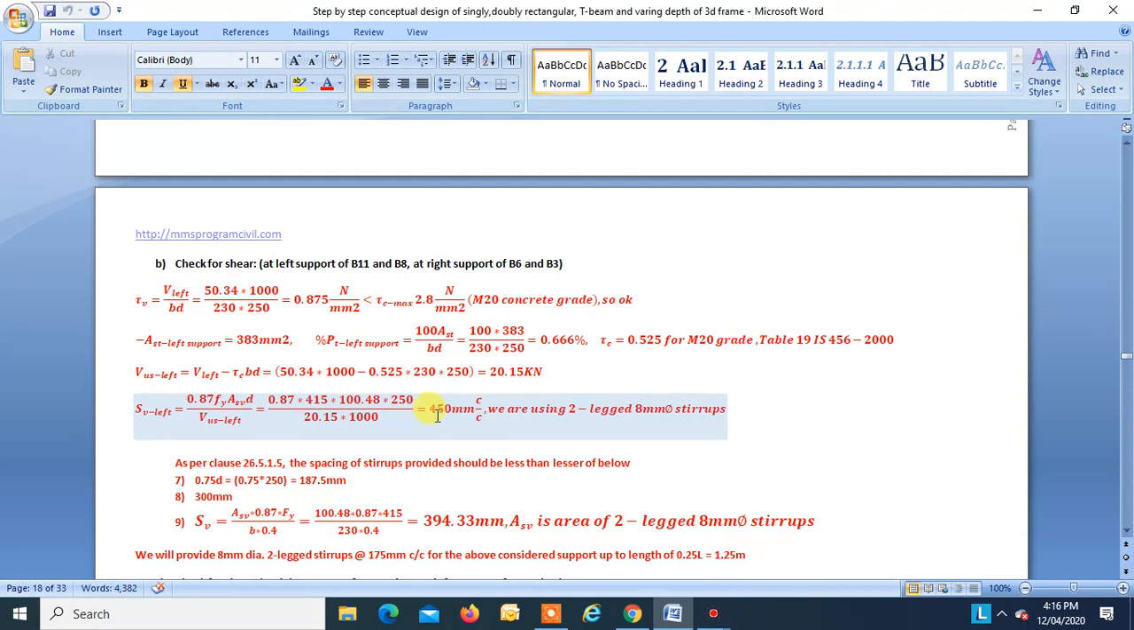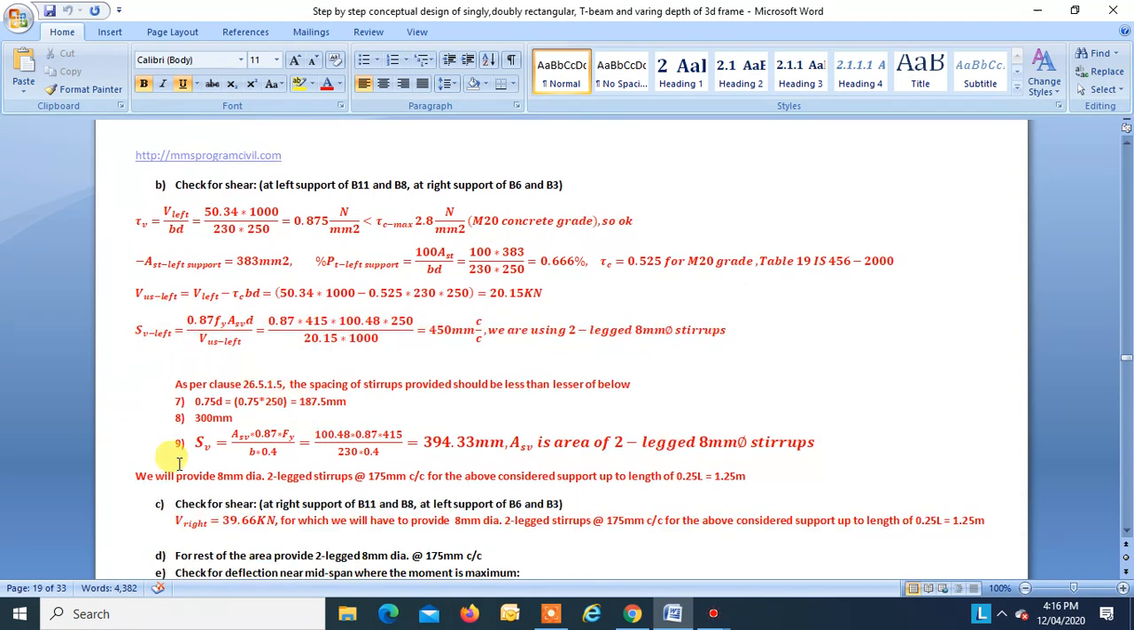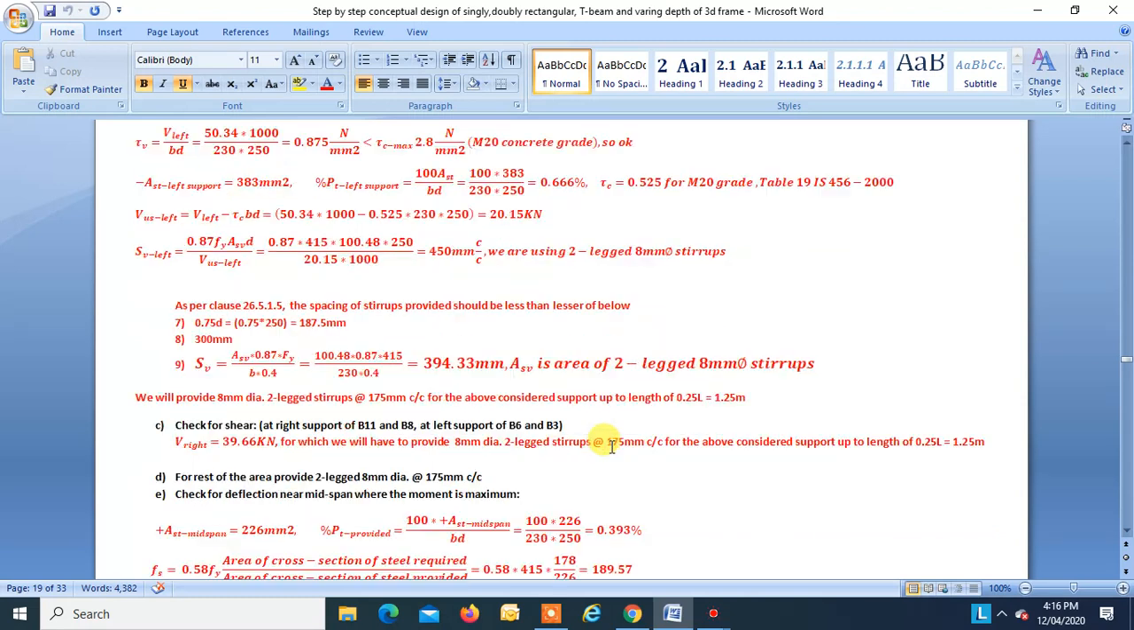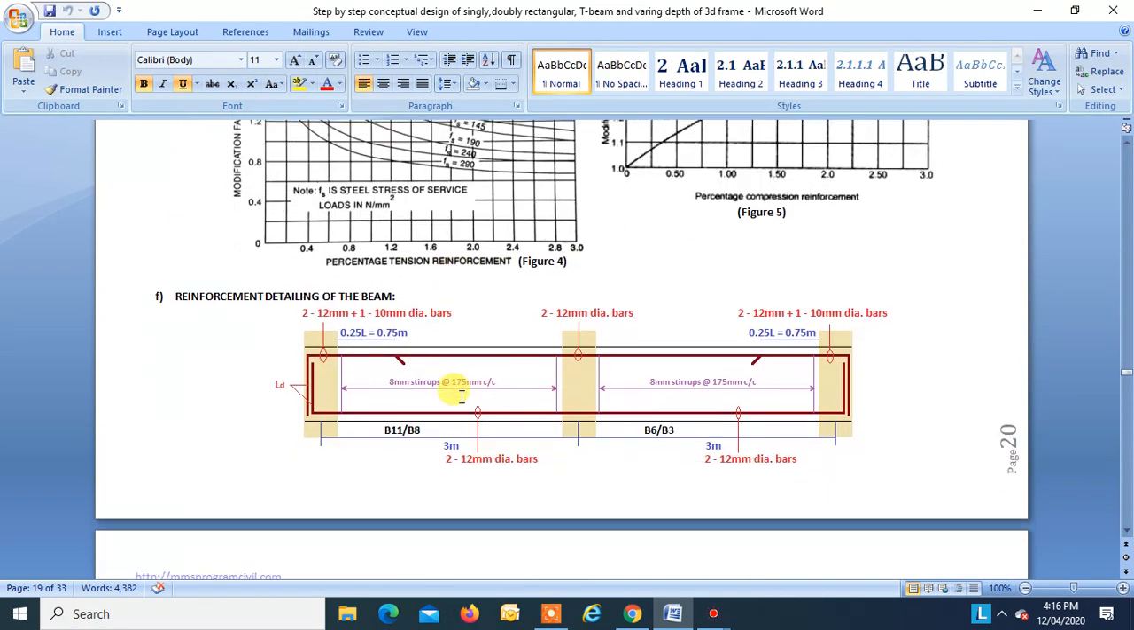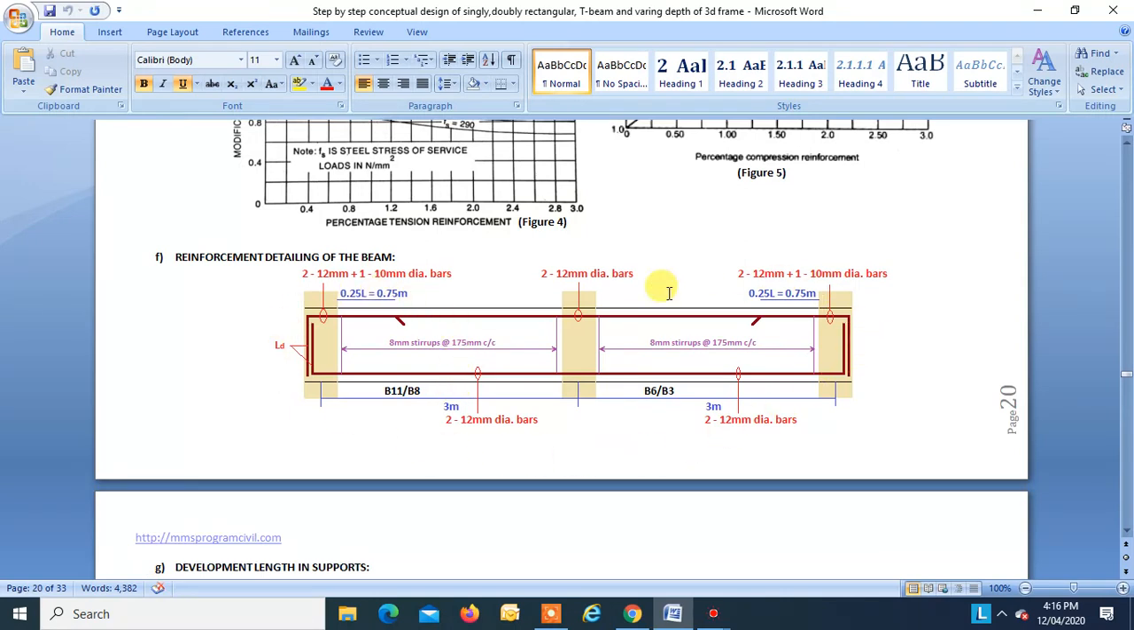This spacing should be the lesser of these. Over here 0.75d is 187.5, this is 300, this is 394. So now we have to provide spacing of stirrups less than 187. So we will provide two-leg stirrups at about 175 mm center to center on the left hand support. Similarly on the right hand support also we get the same spacing, and we will provide the same spacing in the mid span also.